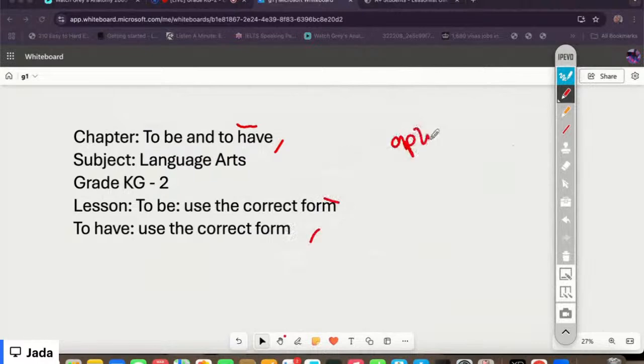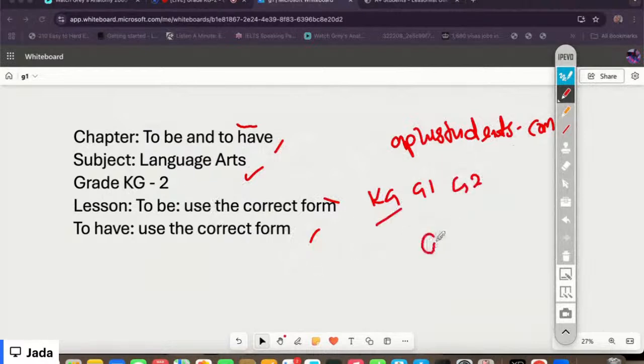So first you have to log in using the aplusstudent.com. You click on your name and you move on to language art. So this class is for the G1, G2, and the KG, but we will take this lesson under the grade 1. So you can find the chapter to be and to have there, and the lesson will be to be use the correct form and to have use the correct form.